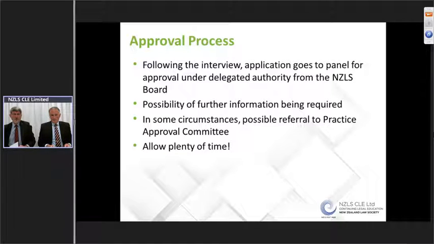In some circumstances, it may be referred to the Practice Approval Committee, which will also require further information, may want to conduct a further interview. So all in all, as I've said there, allow plenty of time. It's not something that can be rushed, and applications that allow a few weeks or a couple of months are risking not getting through the process in time.